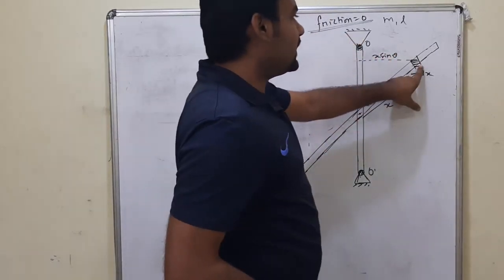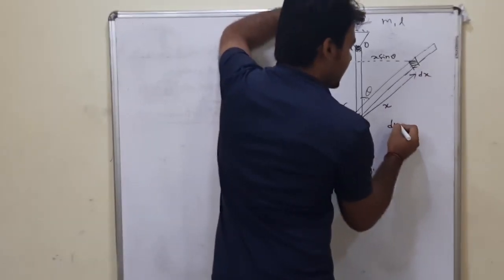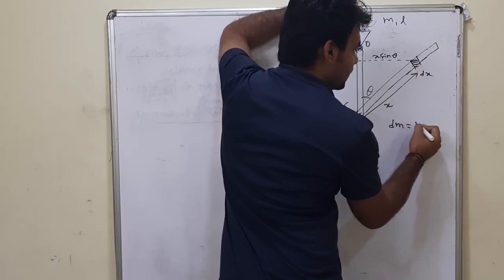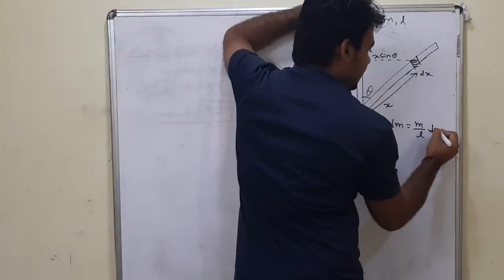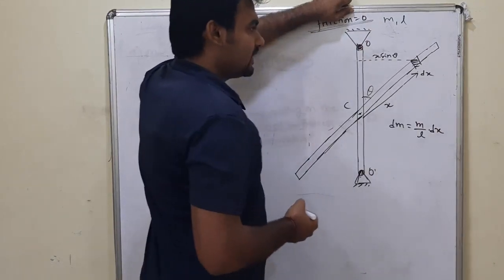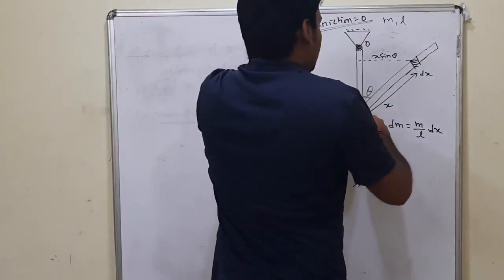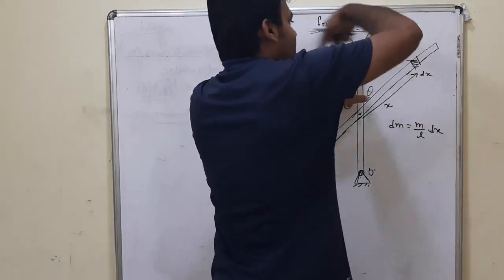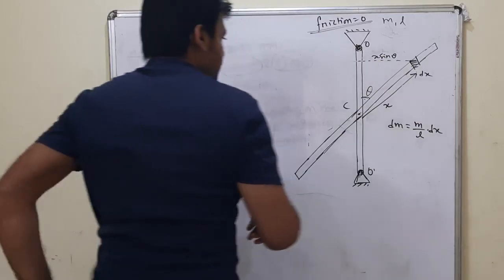So this element you can consider to be a point mass. Let its mass be dm. That dm mass will be m by l, the mass per unit length of the rod, times the length of the element, that is dx. This element is circling with respect to this vertical axis in this way. The radius of the circle is x sin theta.